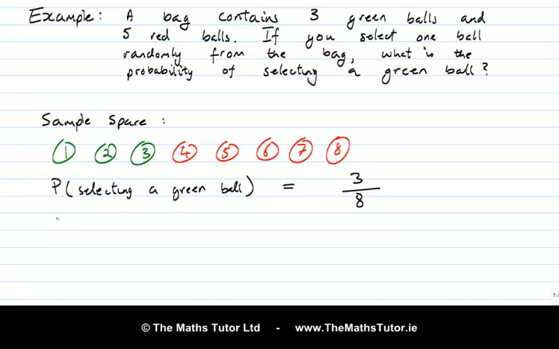And while we're at it, we could easily write down the probability of selecting a red ball. In that case, how many outcomes correspond to the event of selecting a red ball? Well, 5 of them. And the total number of outcomes is 8.